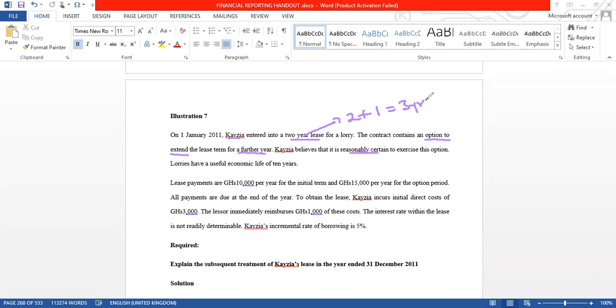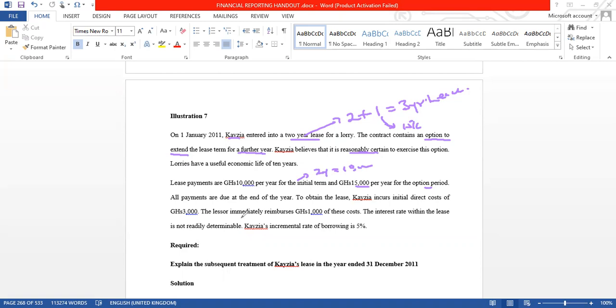Okay, so take note of that. And it says that the lease payment is 10,000 cedis per year for the initial term, which is the 2 years. So for the 2 years, she will be paying 10,000. And 15,000 per year for the option. So this 1 year that we have here, that one is 15K. So that is that.